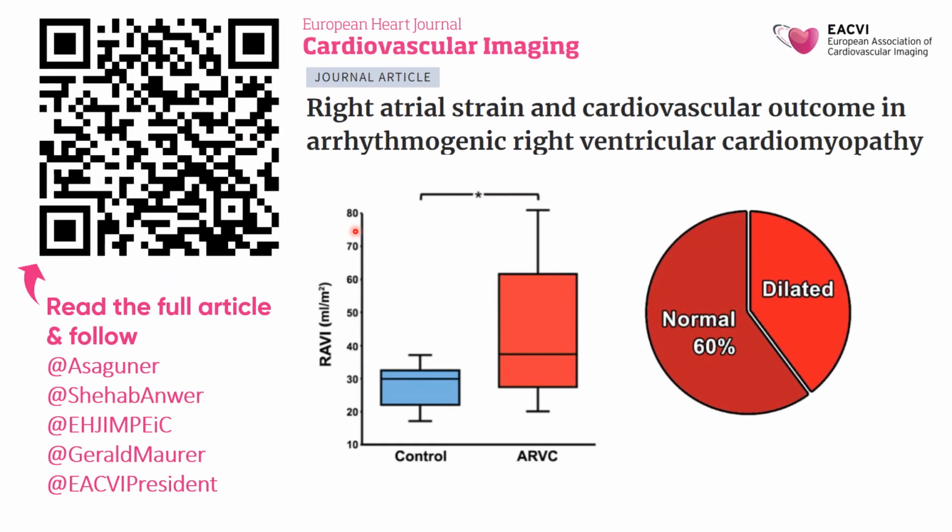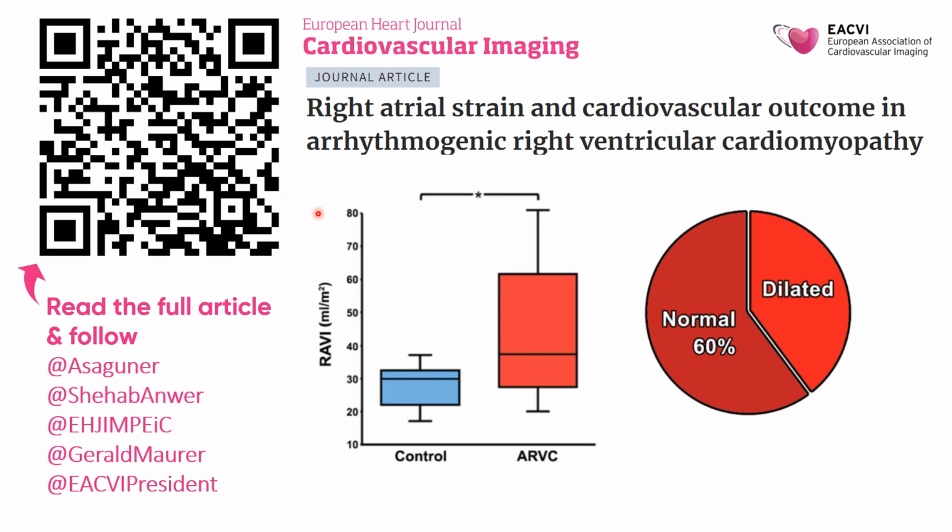Right atrial strain was determined in 50 patients with definite ARVC, compared with a matched control group of 50 healthy individuals. They were analyzed for outcome association over a median follow-up of 5 years, during which 30 patients experienced one or more cardiovascular events and 11 experienced atrial arrhythmia.